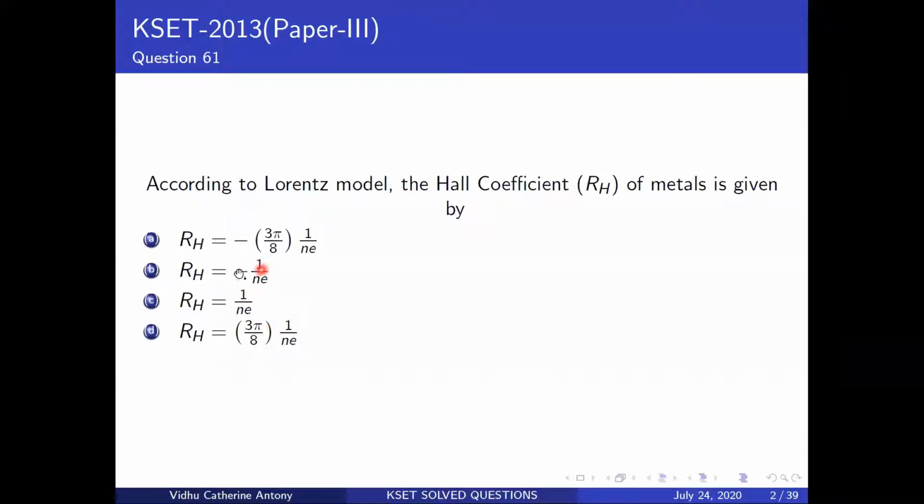So what you'll realize is that for metals, this is just an approximation, these two values that you have. The actual value is going to have a coefficient in front of it. I'm not doing the derivation for you, but you'll be doing this derivation in the third semester. So according to the Lorentz model, the Hall coefficient of metals is given by this.